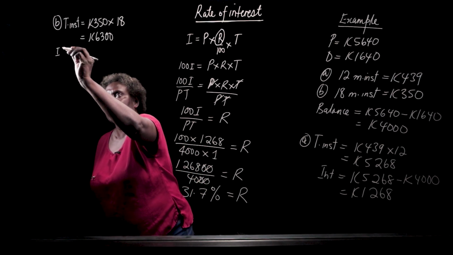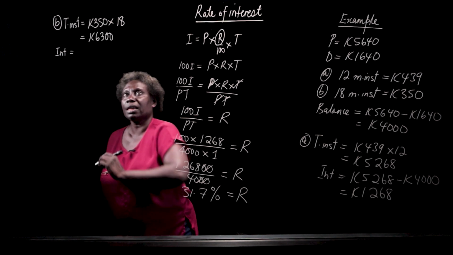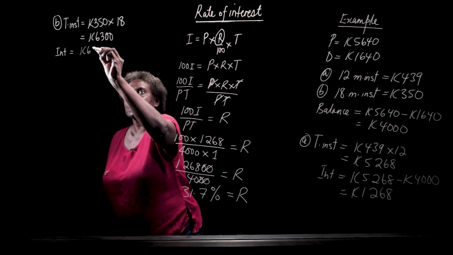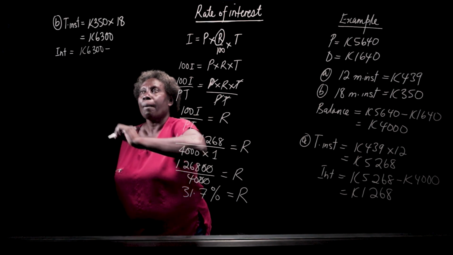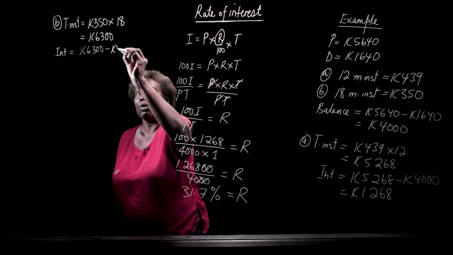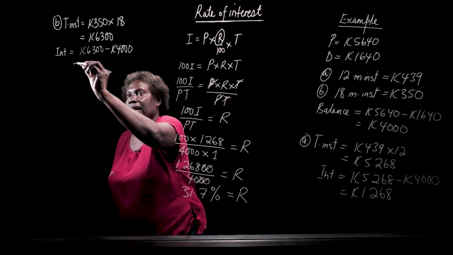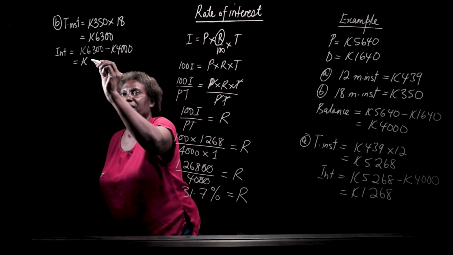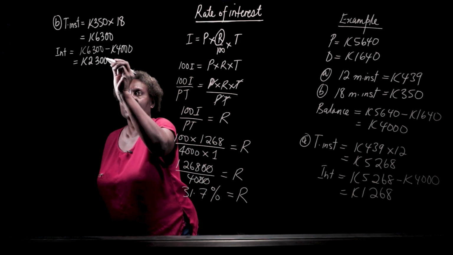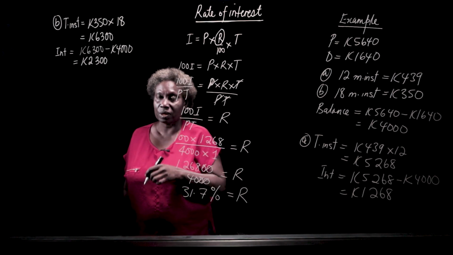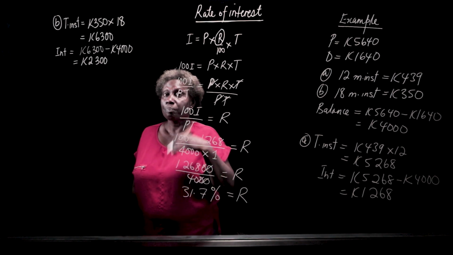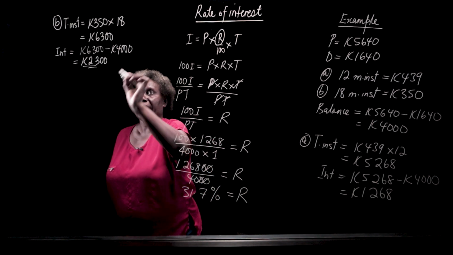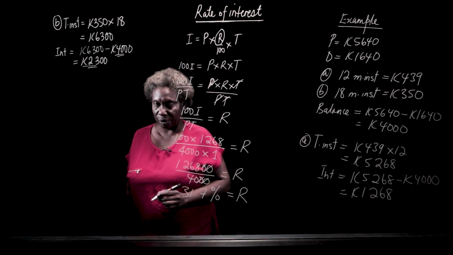Then we calculate the interest. The interest will be the total installment of 6,300 kina minus the balance of 4,000 kina, and that gives us 2,300 kina. So 2,300 kina is the interest. Now we are going to calculate the rate using this amount and the balance as our principal.